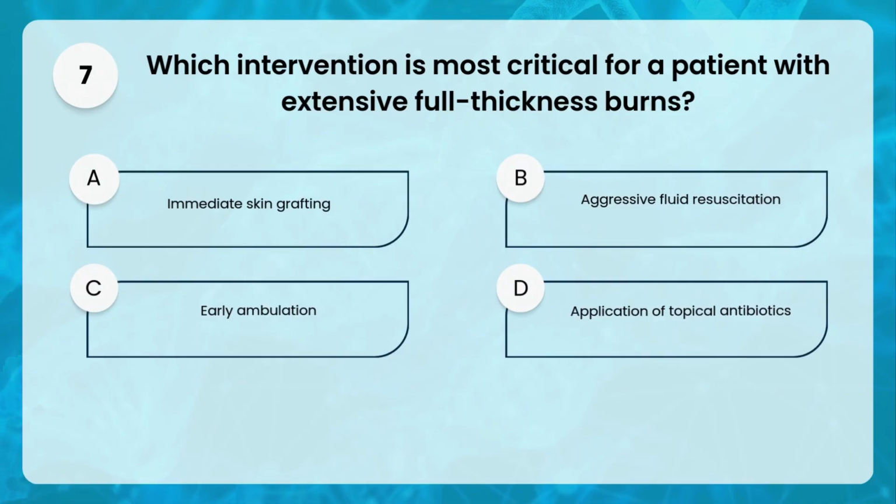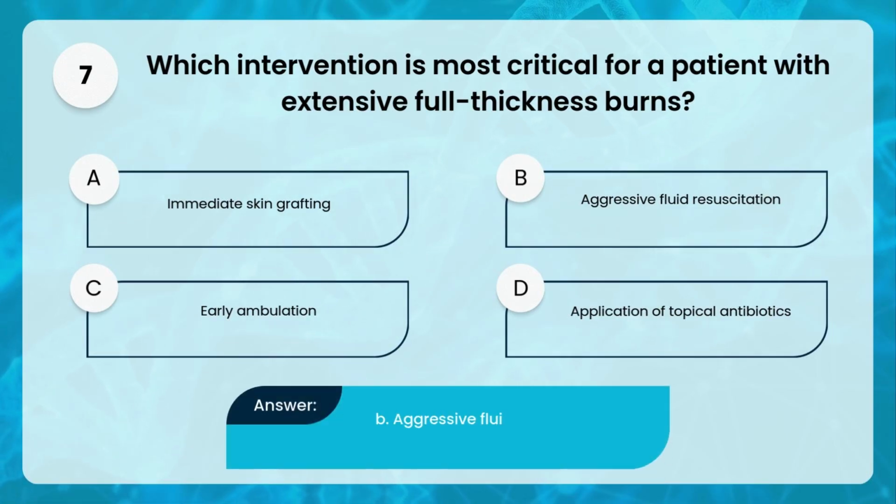Number 7. Which intervention is most critical for a patient with extensive full-thickness burns? A. Immediate skin grafting. B. Aggressive fluid resuscitation. C. Early amputation. Or D. Application of topical antibiotics. The answer is B. Aggressive fluid resuscitation.